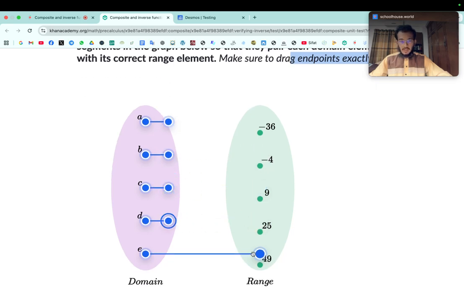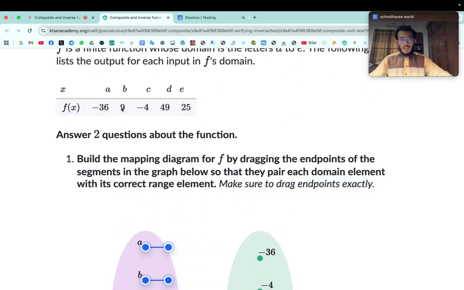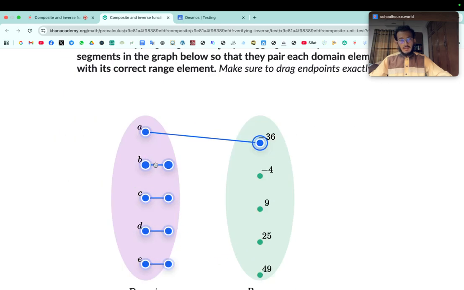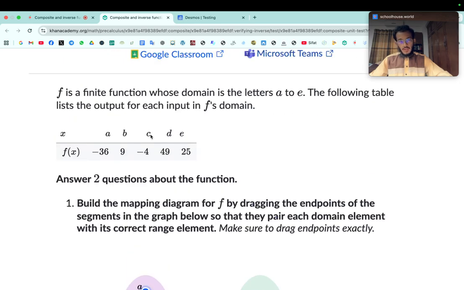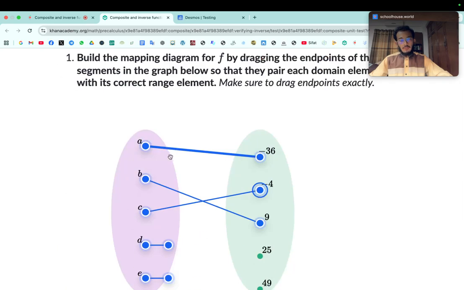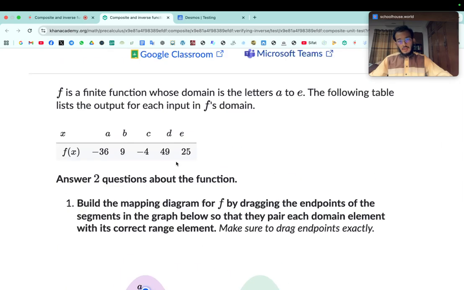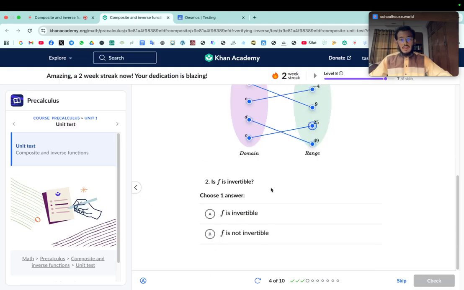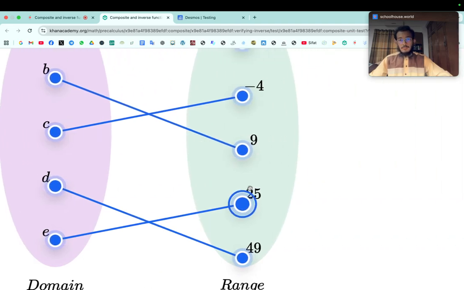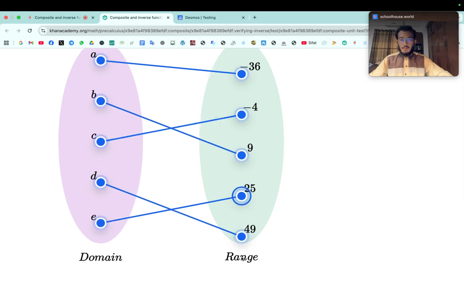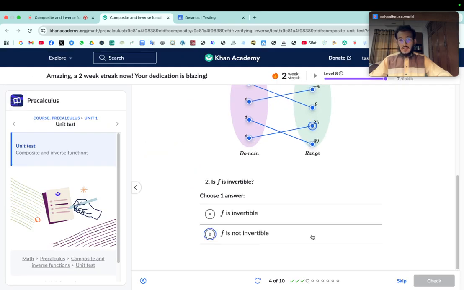So let's initialize each thing. For a we have -36, so again -36. We have b pointing to 9. We have c pointing to -4. We have d pointing to 49. We have e pointing to 25, and there we go. Is f invertible? Let's see. We have a one-to-one relationship, as we can see here, where each domain element maps to exactly one range element and vice versa. So f is indeed invertible in this case.